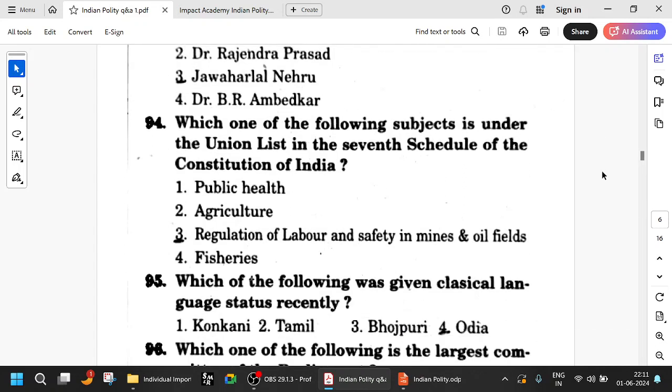So, which one of the following subjects is under the Union List in the Seventh Schedule of the Constitution? You have the Union List, State List, and Concurrent List, right? When you come to the State List, fisheries, agriculture, public health, law and order, police department, all these things come under the State List. Postal department, banking, defense, all these things will come in the Union List. Among these, regulation of labor and safety in mines and oil fields will come under the Union List because this requires a certain uniformity throughout the states.